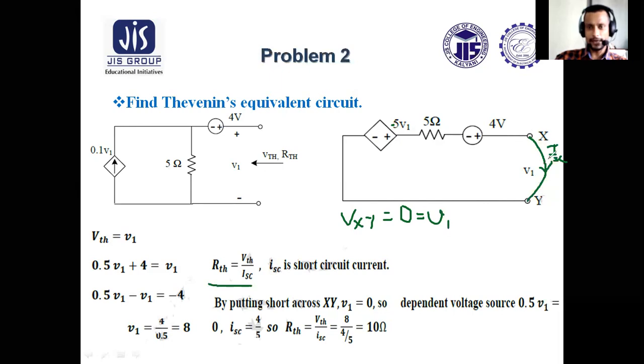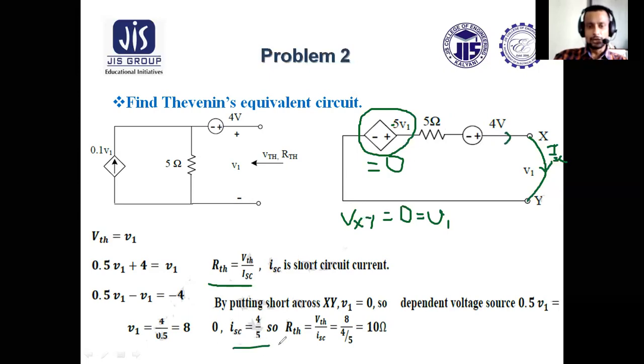So when X and Y terminals are shorted, VXY will be 0, consequently V1 will be 0. As V1 is 0, this 0.5 V1 depends on V1, so this will also become 0. So ISC will be what? ISC will be 4 volt divided by 5 ohm. So current through this path will be 4 by 5.